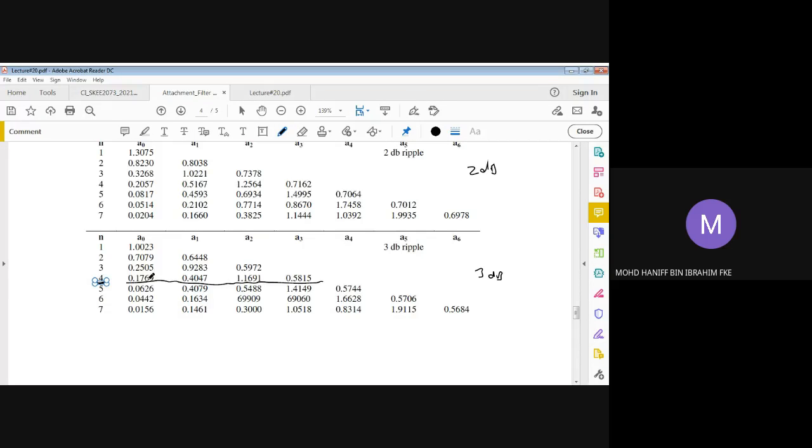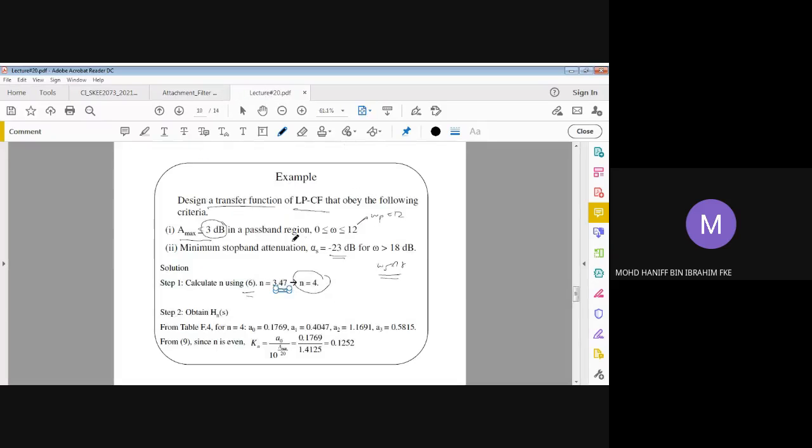Yeah, right. So based on this, you can then substitute them in this particular Kn, because we know that since n is even, your Kn is based on this equation, which is A naught over 10 to the power of A max over 20. So based on table F4, you manage to get that the A naught is 0.1769. So you're going to substitute it here.